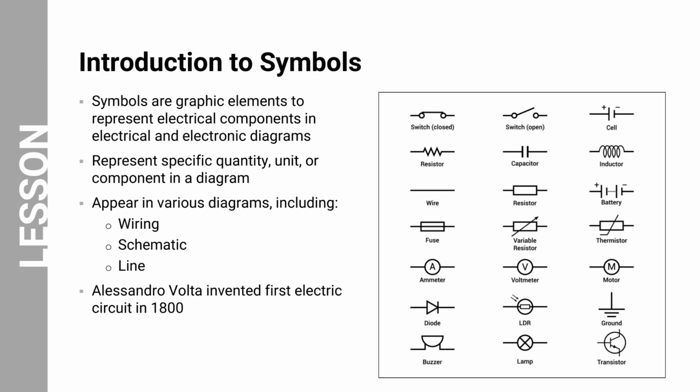Electrical symbols play a critical role in BEV manufacturing. Technicians use these symbols to interpret wiring diagrams, ensuring the correct assembly and functionality of complex BEV systems such as battery packs, motor controllers, and regenerative braking circuits.